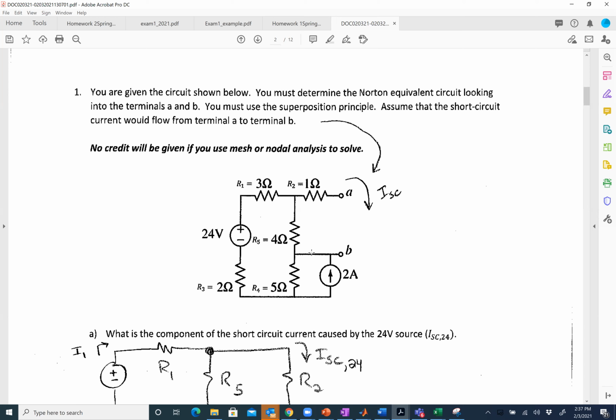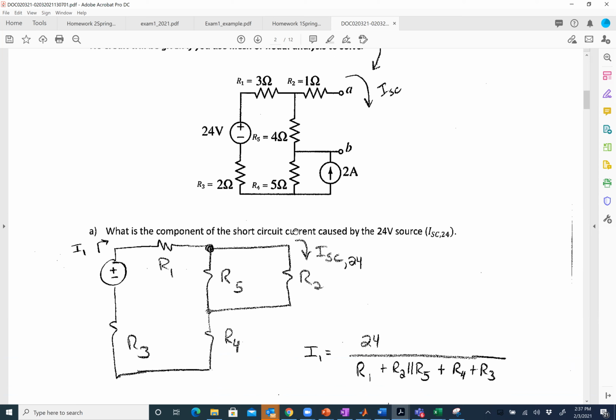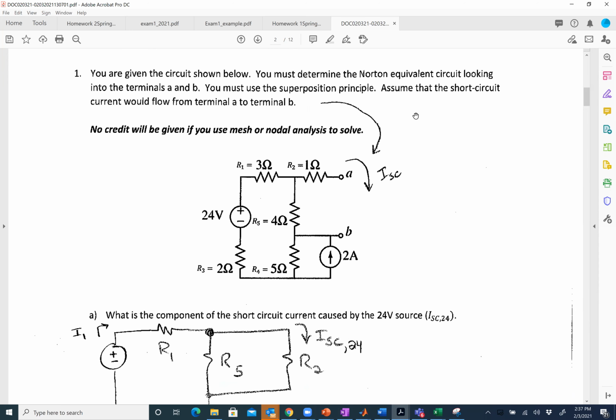So anyway, you should know how to do the other methods, and if you get comfortable with them, they can potentially get quicker. As an example, what component of the short circuit current is caused by the 24-volt source? Assume the short circuit current flows from terminal A to terminal B. As I drew it here, the I short circuit would be here, as if I drew a short right there.